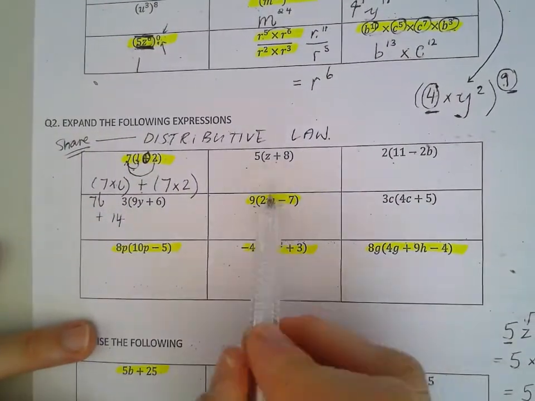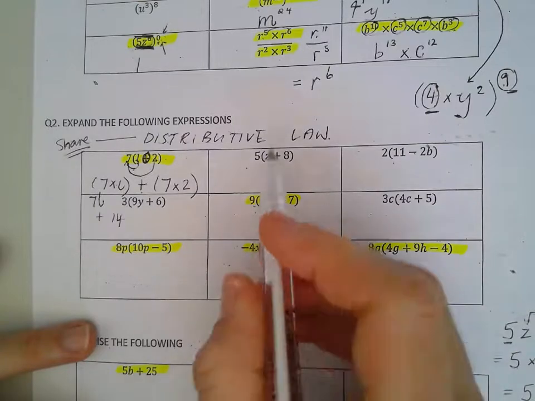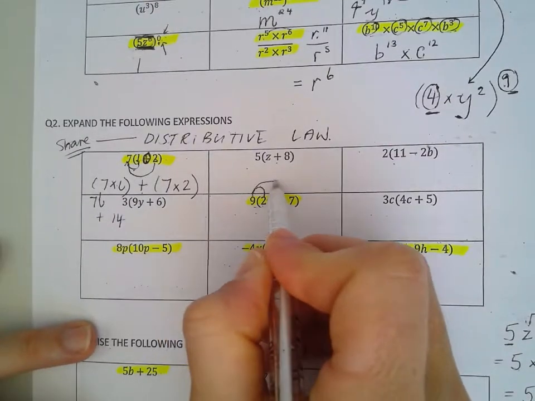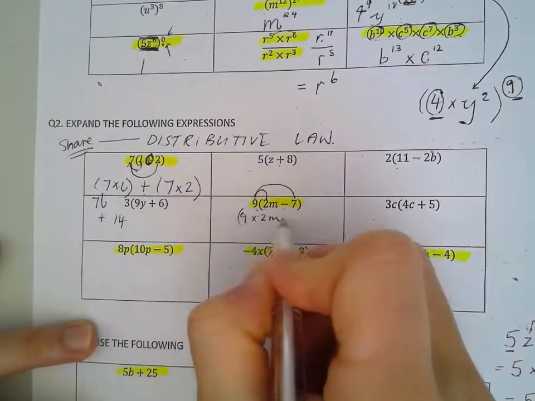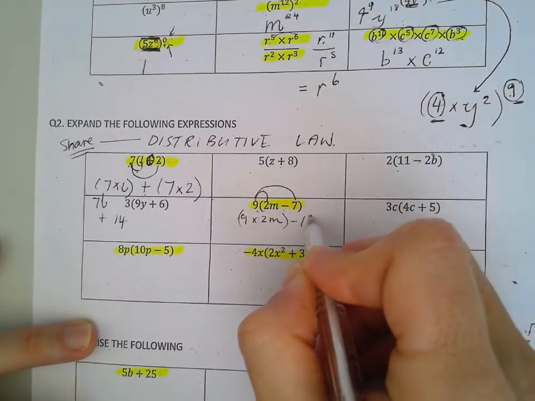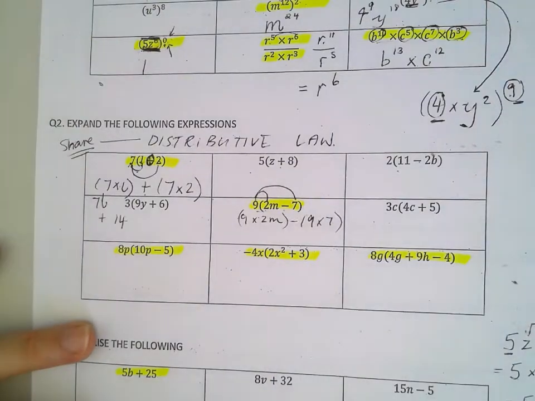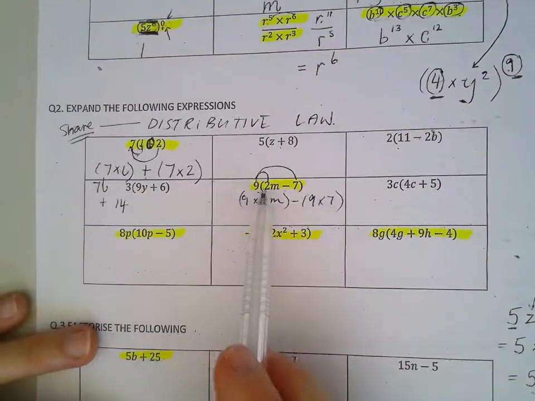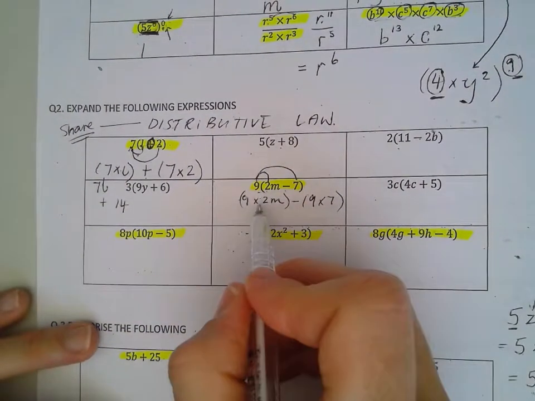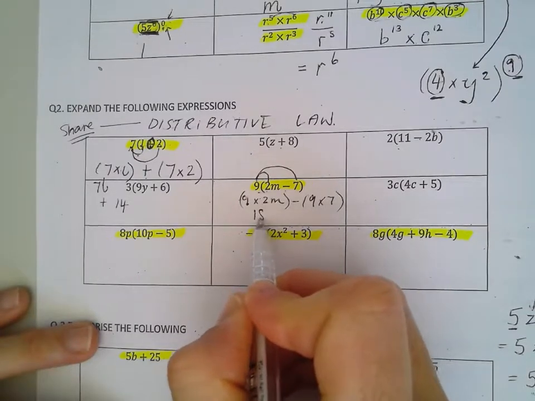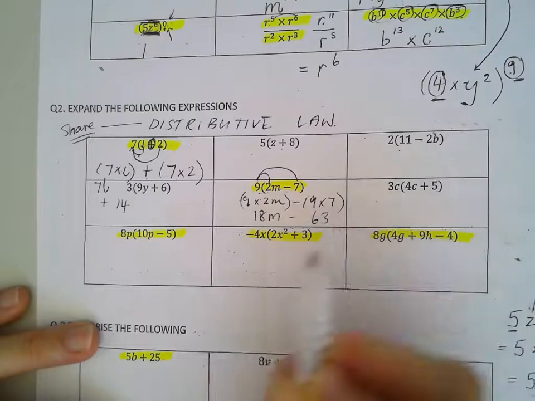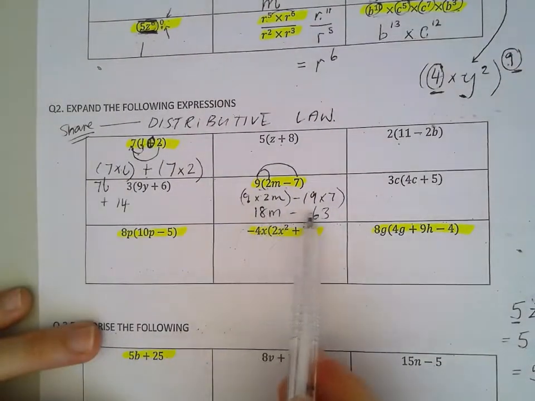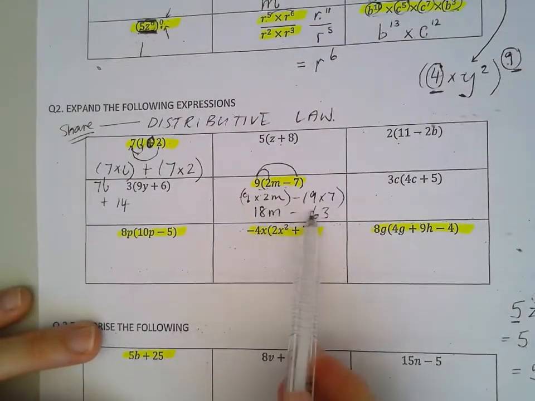Okay, let's look at this one because there's an extra coefficient inside the bracket. So share, share. 9 times 2m. You don't have to write this step out. 9 times 7. It's just making sure we understand the distributive law. So we say 9 times 2 is 18m, take away 9 sevens, 63. A lot of students will jump straight to that line of working, and that's fine.